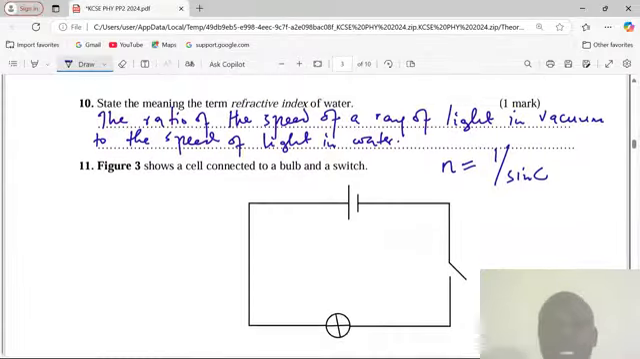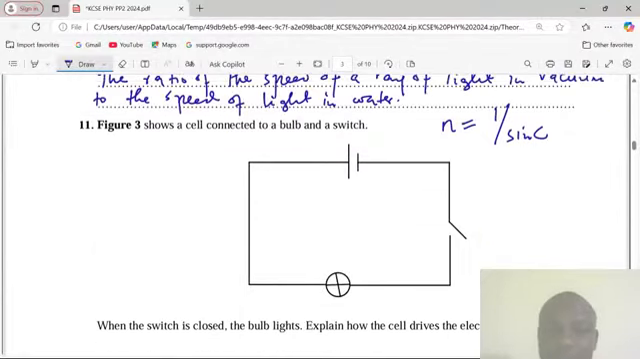We can also use real and apparent depth. If you put something in a water medium and observe keenly, you discover that when you take the ratio of real depth divided by apparent depth, immersed in pure water or transparent water, such a ratio is also going to give us the refractive index of water.